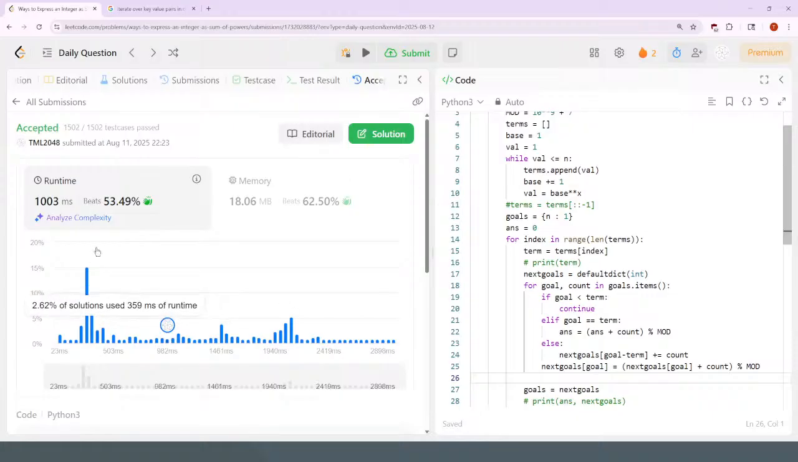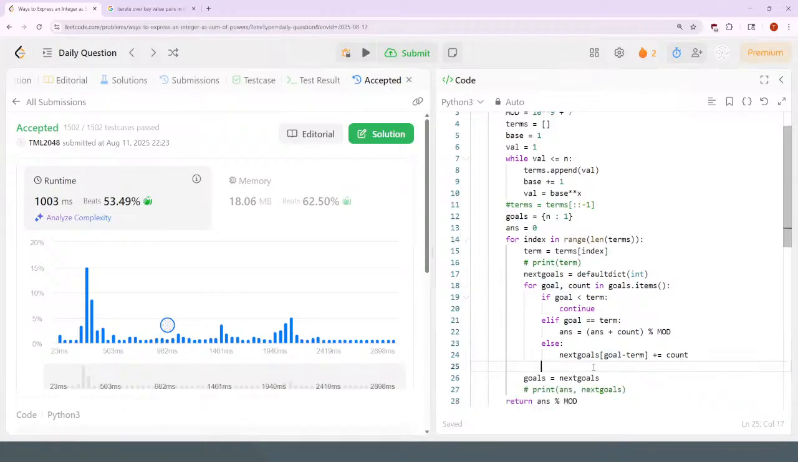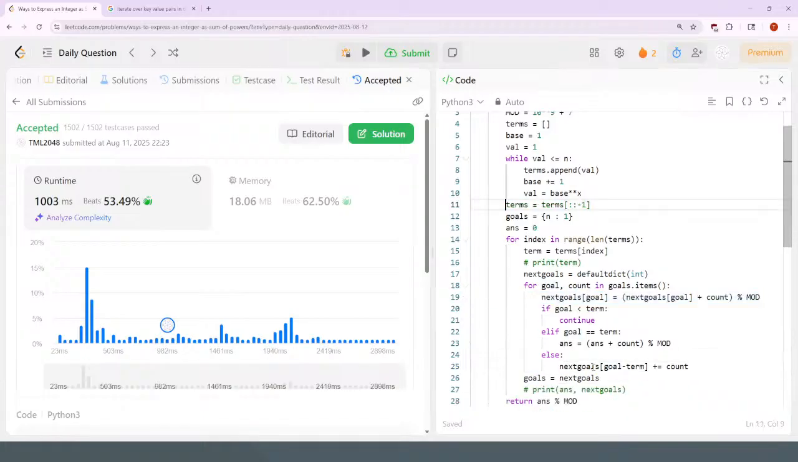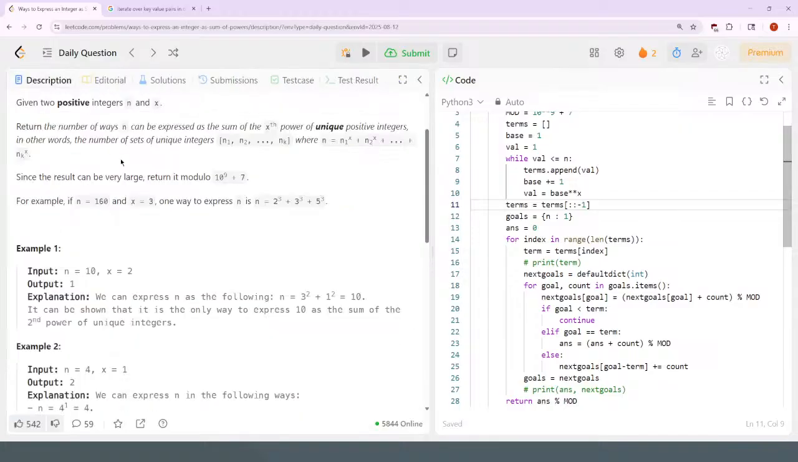Go back to the other way. I guess I go back. I wonder if I can optimize where I put the modulos. Next goals at this goal.